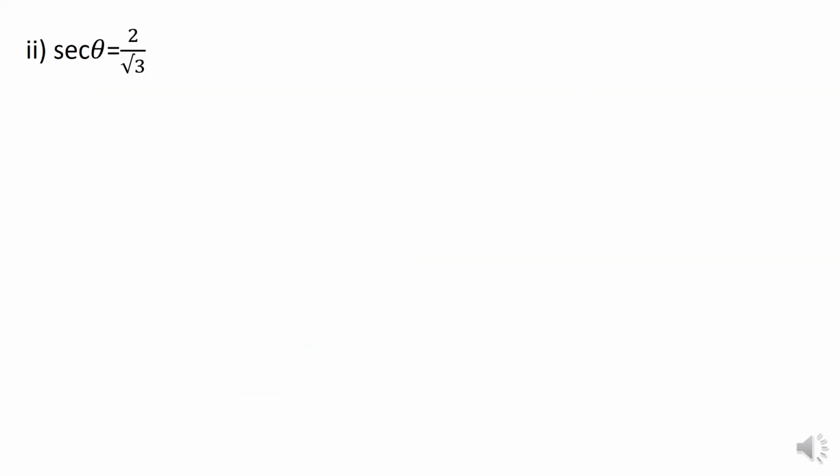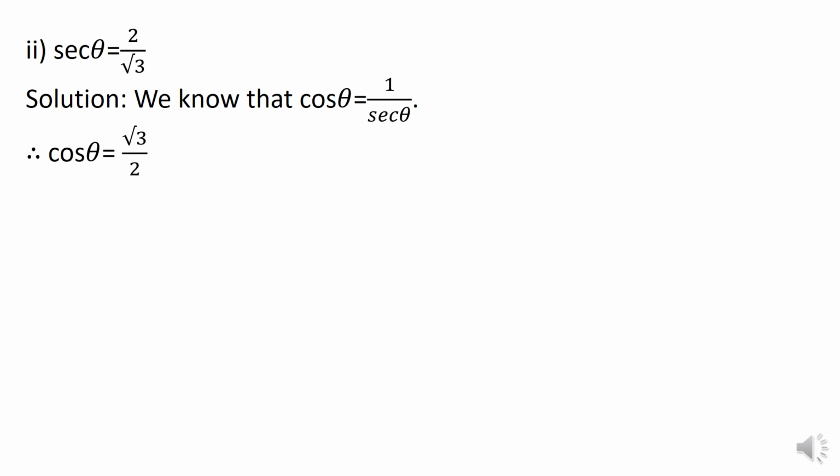Next sum: sec theta is equal to 2 upon root 3. Now here, it is easier if we convert the sec into cos, by remembering that cos theta is the reciprocal of sec theta. So cos theta is 1 upon sec theta. So if sec theta is 2 by root 3, cos theta is the reciprocal of 2 by root 3. That means cos theta is root 3 by 2.